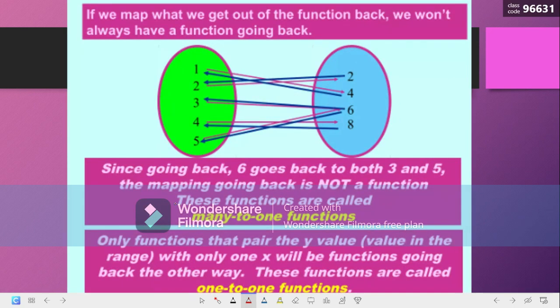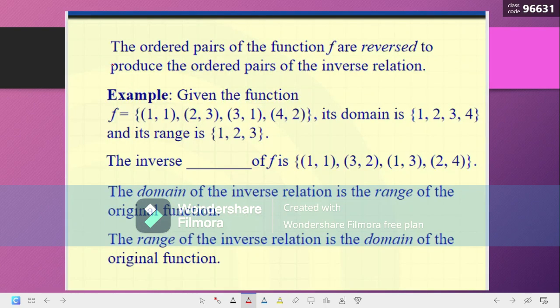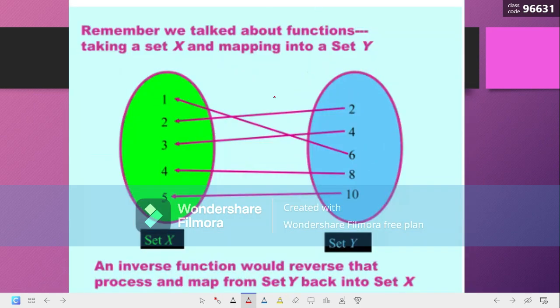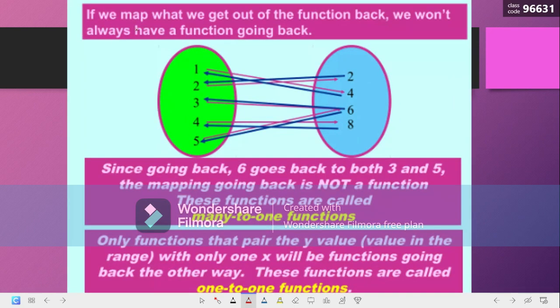Okay, let's proceed. If we map what we get out of the function back, we won't always have a function going back. So it is not all the time that when we map the other way around, meaning from range to the domain, we will get a function.